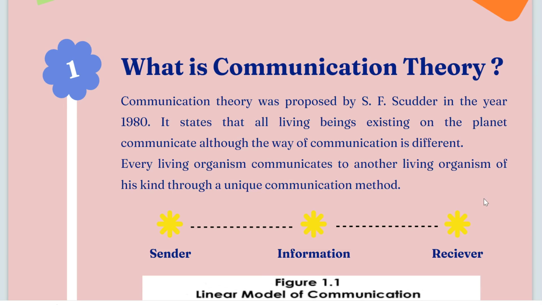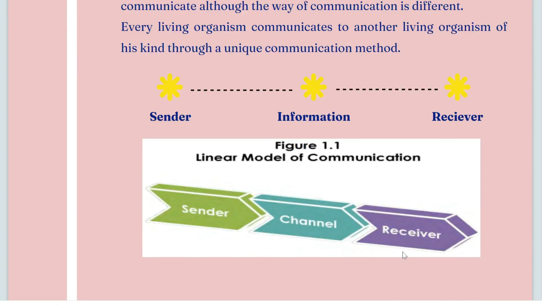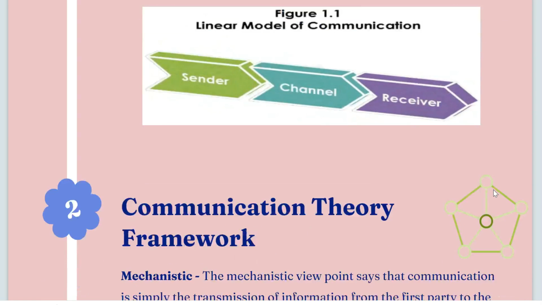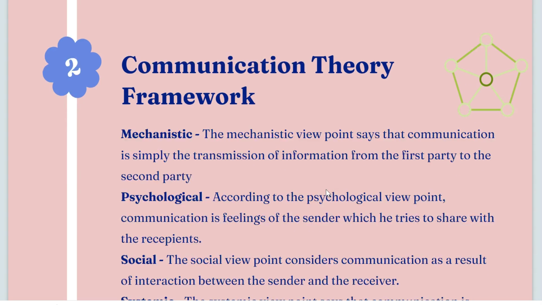For example, animals communicate with each other but use different songs. Humans interact with each other with the help of different words, letters, symbols, pictures, or gestures. And the most basic model of communication involves a sender passing some kind of information or message to a receiver. The second part is the communication theory framework.